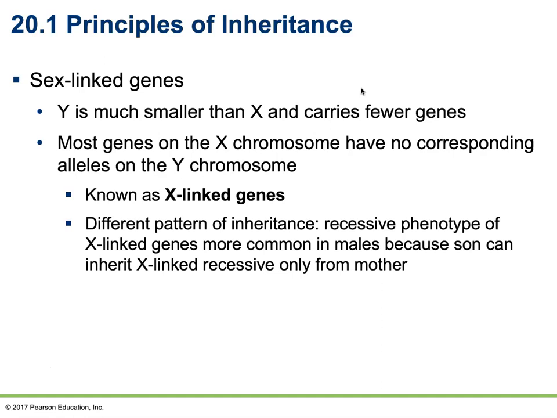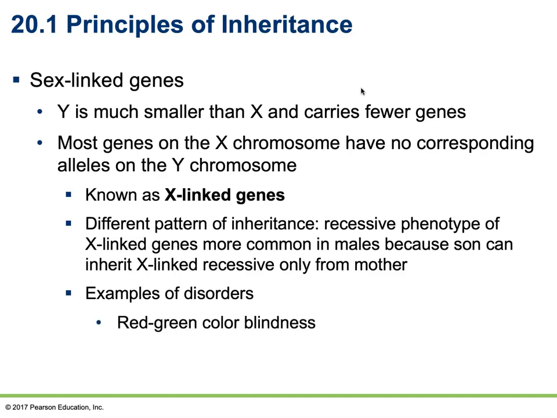Now, they're going to actually have a different pattern of inheritance. There's going to be a recessive phenotype of X-linked genes, more common in males, because the son can inherit the X-linked recessive trait only from the mother. And there are going to be a couple of examples of this disorder. Red-green color blindness is a great example of this disorder.